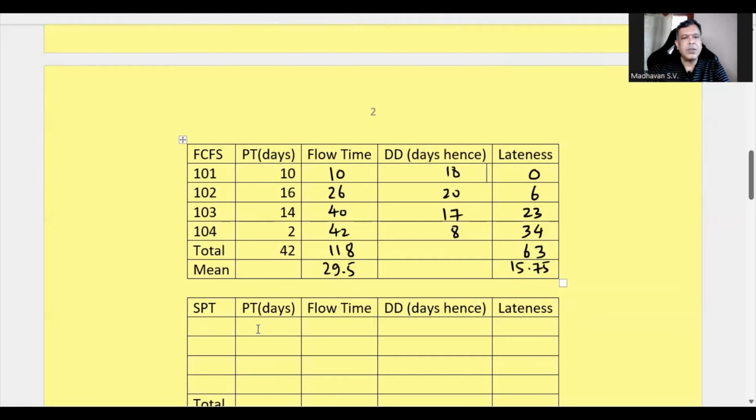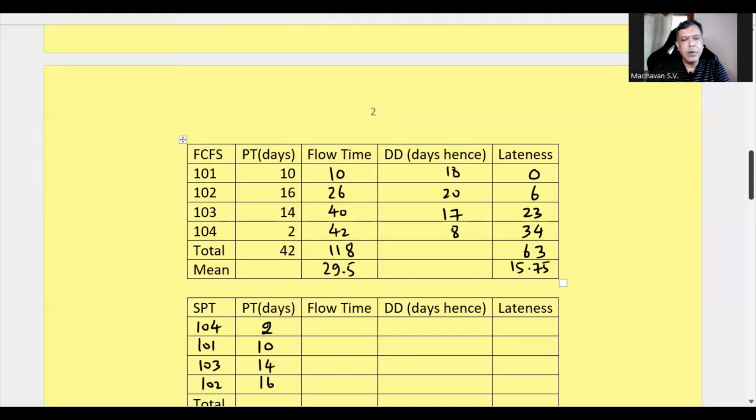Now, shortest processing time. Let us go back to this data. This is the original data what is given. In this, the least processing time is 2. So let us write 2 here. And the corresponding job is 104. And then the next least processing time is 10 days. Corresponding job is 101. And then next least is 14. And the corresponding job is 103. And the highest processing time is 16 days. And the corresponding job is 102.